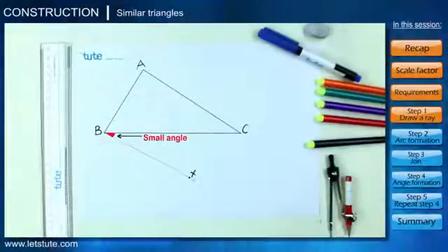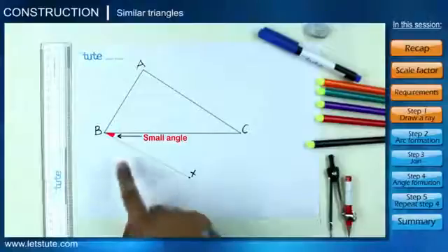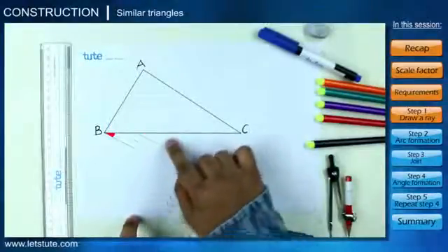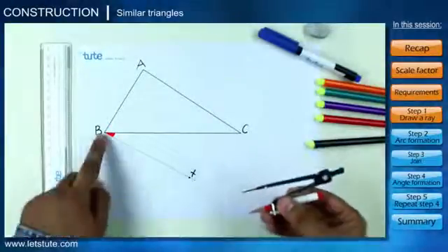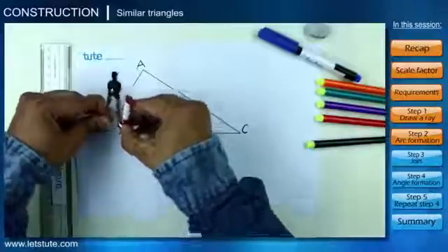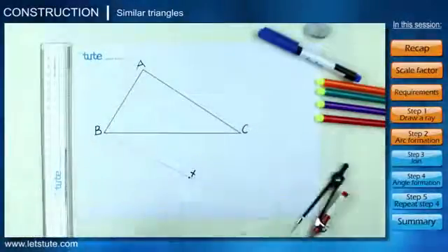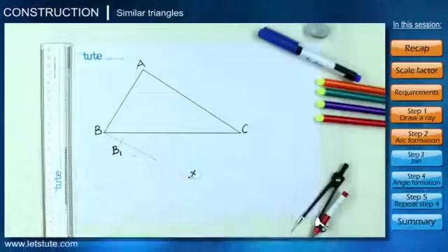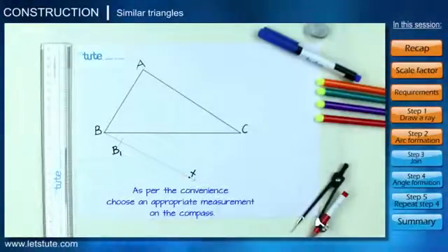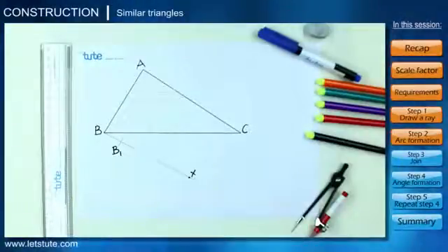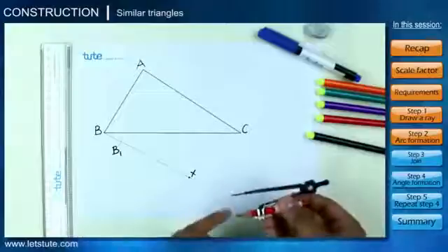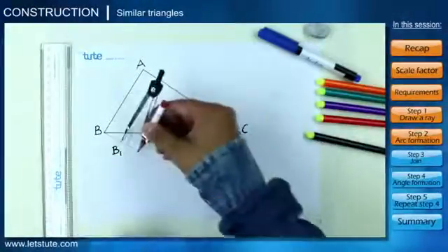Now this is a crucial point to remember, because later we'll try to connect this ray BX with the side BC by some lines, and that proves to be easy and convenient when the ray is closer to the side BC. When this step is done, we have to place the pointed arm of the compass on the vertex B and cut an arc of appropriate length on the ray BX and label this arc as B1. Now this length on the compass can be of any measure as per our convenience, okay? So whatever measurement you choose, maintain the same on your compass and place it now on B1.